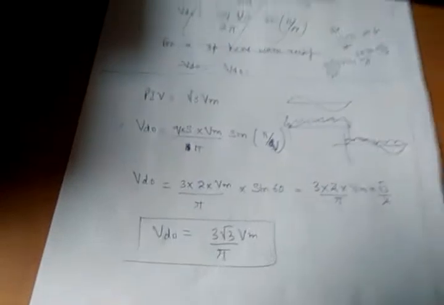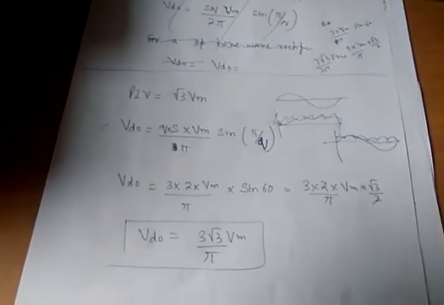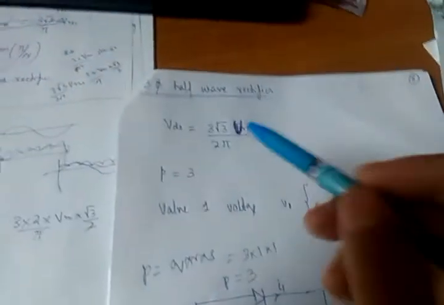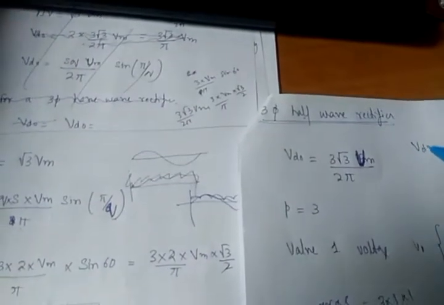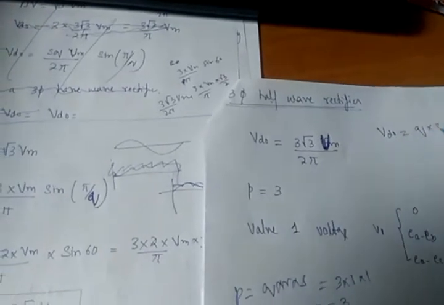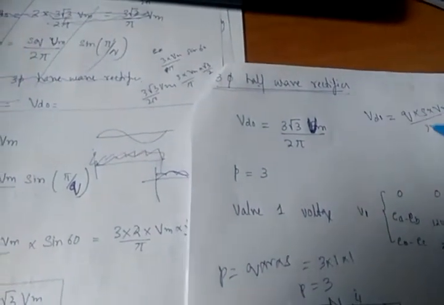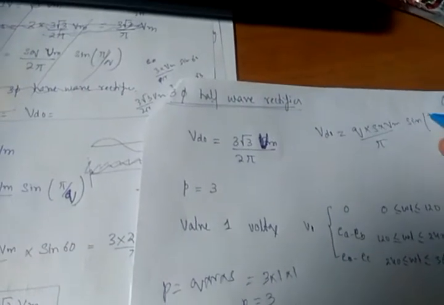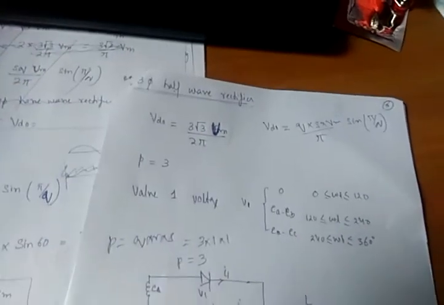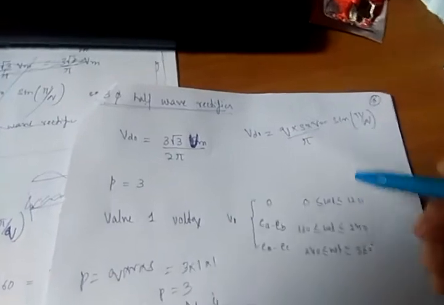Okay. So if you calculate using this formula for a 3-phase half-wave rectifier, Vd naught is equal to 3 root 3 Vm upon 2 pi. What is the formula? I am saying use the general formula: Vd naught is equal to Q into S into Vm divided by pi sine pi by Q. Because most often people make mistakes while integrating, while taking the limits. So if you know Q, what is S, and what is R, you can simply get this.